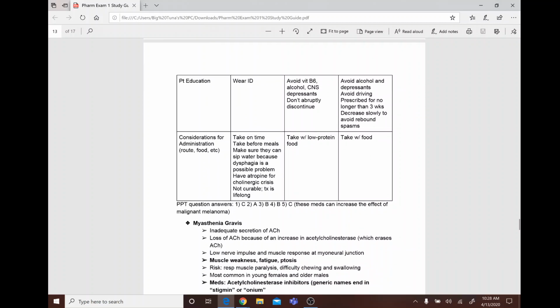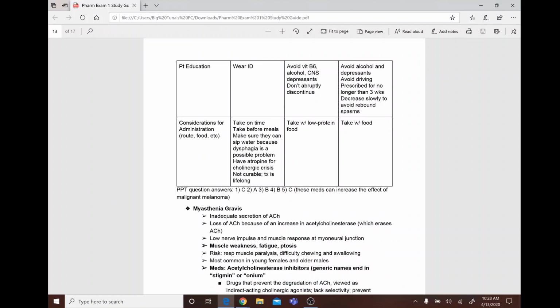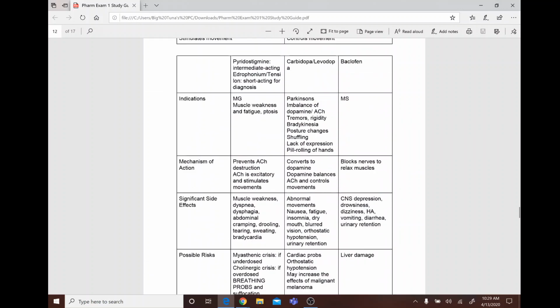Wear ID. What are the considerations for administration of pyridostigmine? Take on time, take before meals, make sure they can sip water because dysphagia is a possible problem, have atropine for cholinergic crisis, not curable, treatment is lifelong.